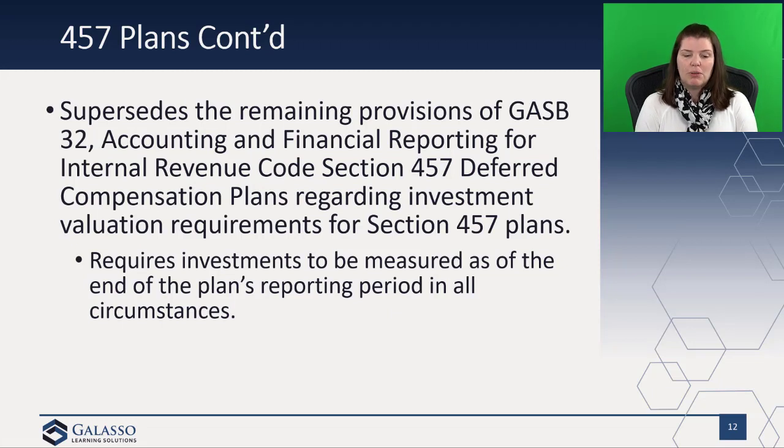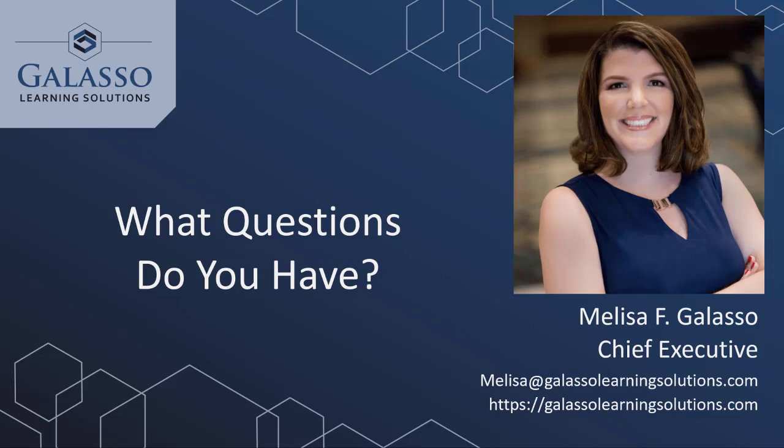So it supersedes the remainder of GASB 32 and requires investments to be measured as of the end of the reporting period in all circumstances. So a little bit of clarification there. As you can see, it is a really interesting history and coming up with just a cost and complexity decision. They don't disagree with what they originally said, but they are understanding of the cost and complexity of adding this and the fact that very often they will get standalone audits. And so as a result, they felt that this was something that would improve the financial reporting overall.